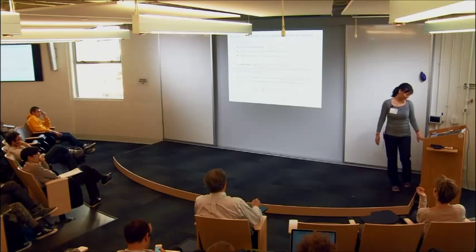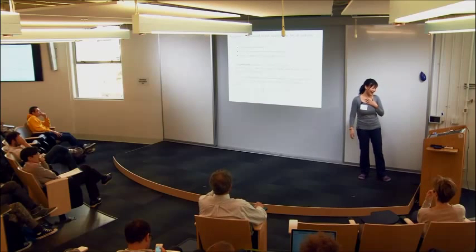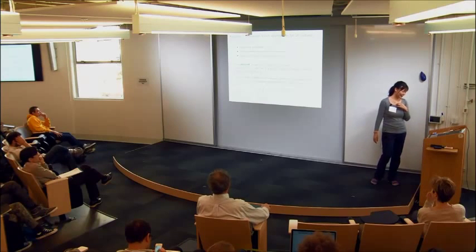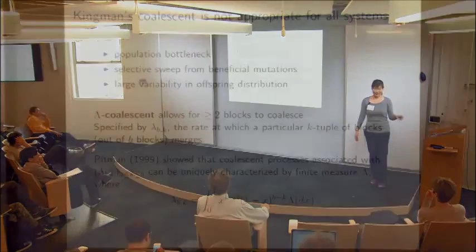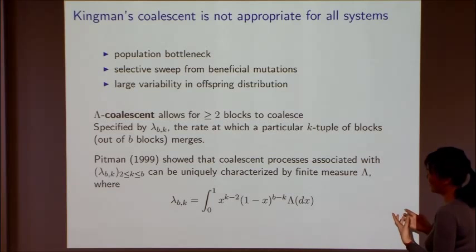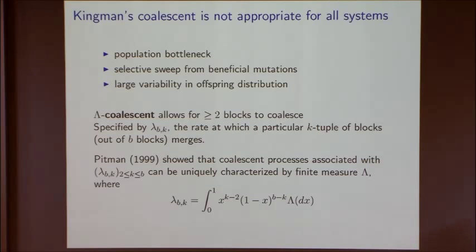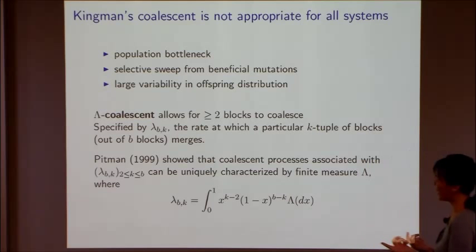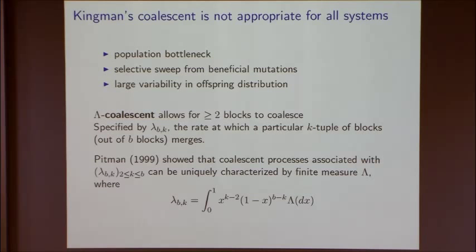So this leads us to look for other coalescents, and now I will define what I mean by other coalescents. The lambda coalescent is actually just a subset of the other coalescents you can have, but it allows for multiple blocks to coalesce into one block. You can have multiple coalescents to multiple blocks, but the lambda coalescent only allows multiple mergers into one block. And the lambda coalescent is specified by this lowercase lambda b,k, which is the rate at which a particular k-tuple of blocks out of b blocks merges.